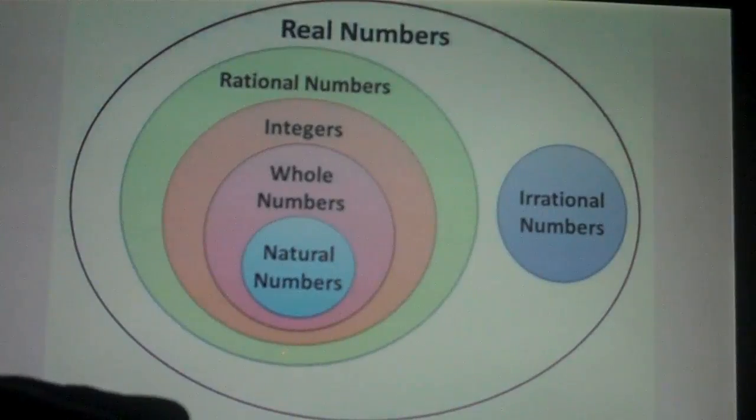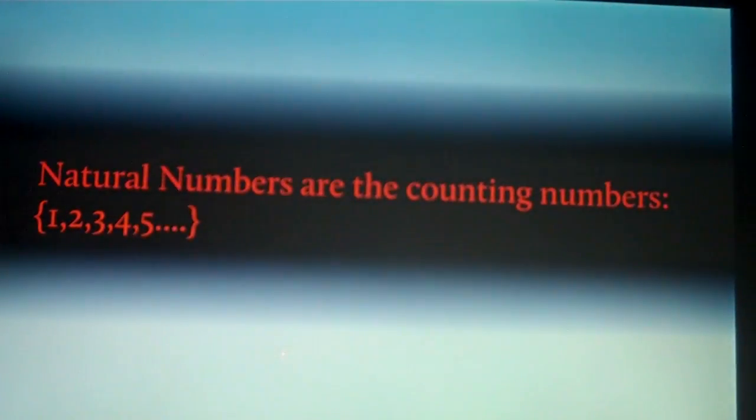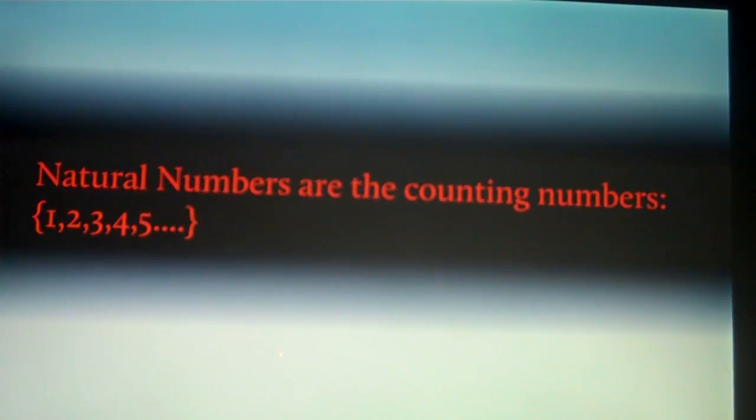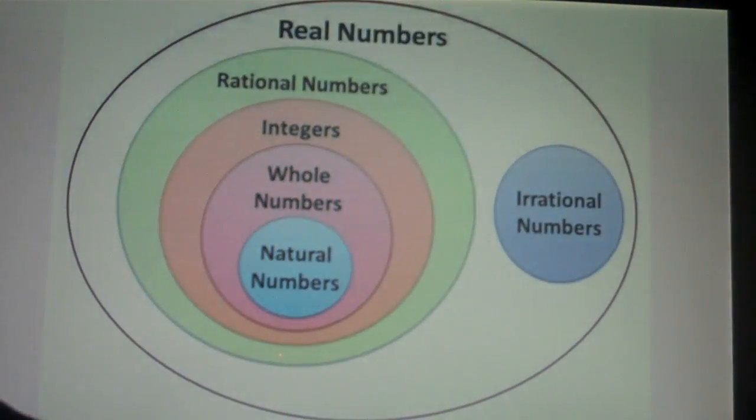Okay, we'll start with natural numbers. Natural numbers are any counting numbers, the numbers you learned when you were 2 years old. 1, 2, 3, 4, 5, and that goes all the way on to infinity. That's the most specific number there is in the real number system.